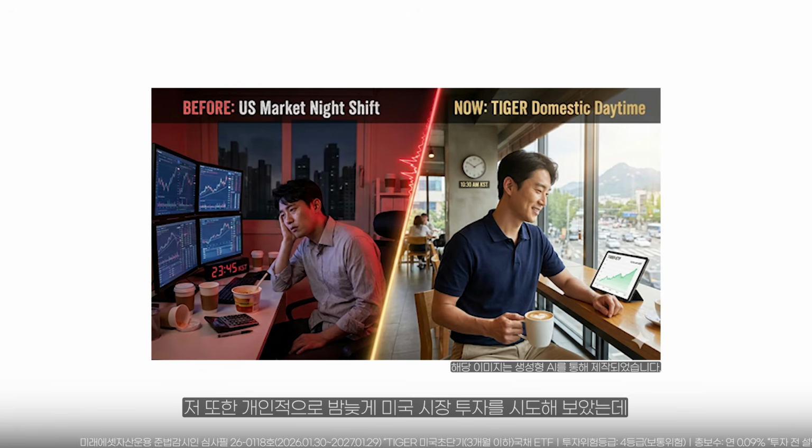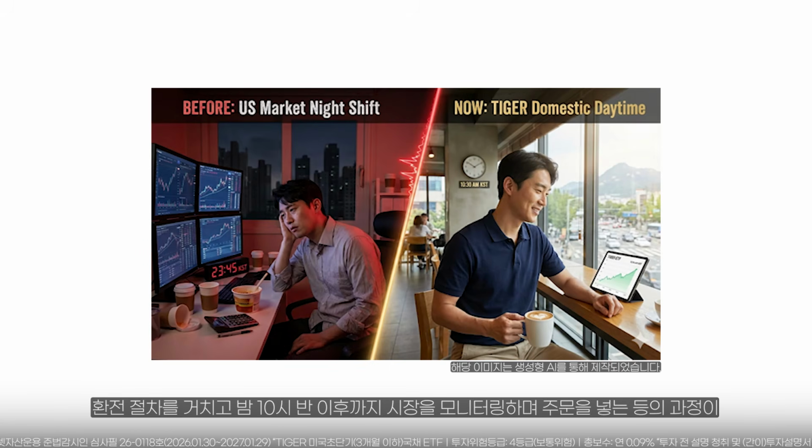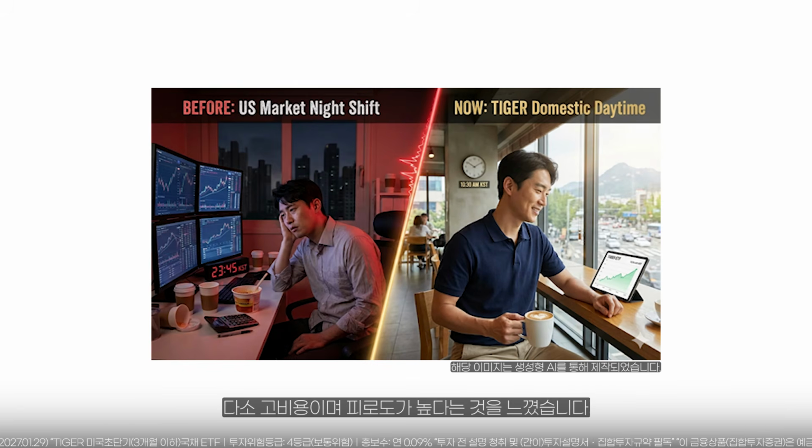Personally, I myself have tried investing in the US market at night and found the process of currency exchange, monitoring the market after 10:30 p.m. and placing orders to be somewhat cumbersome. We launched this product to maintain the benchmark of GATX while allowing domestic investors to invest conveniently during the Korean stock market hours.